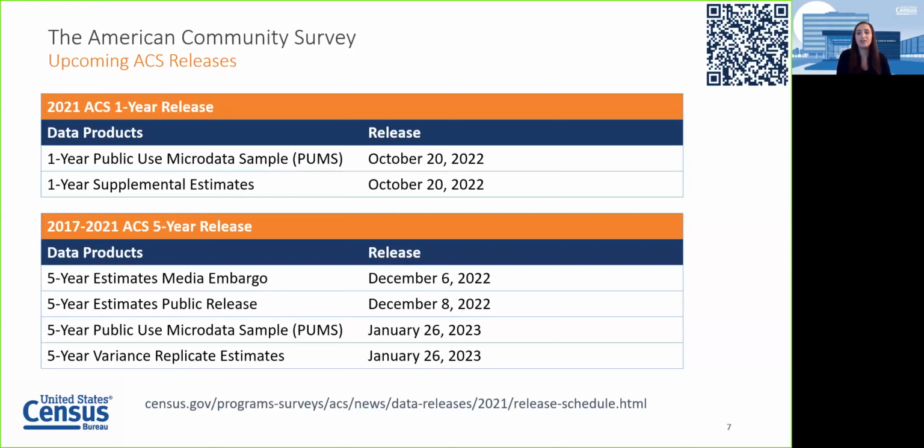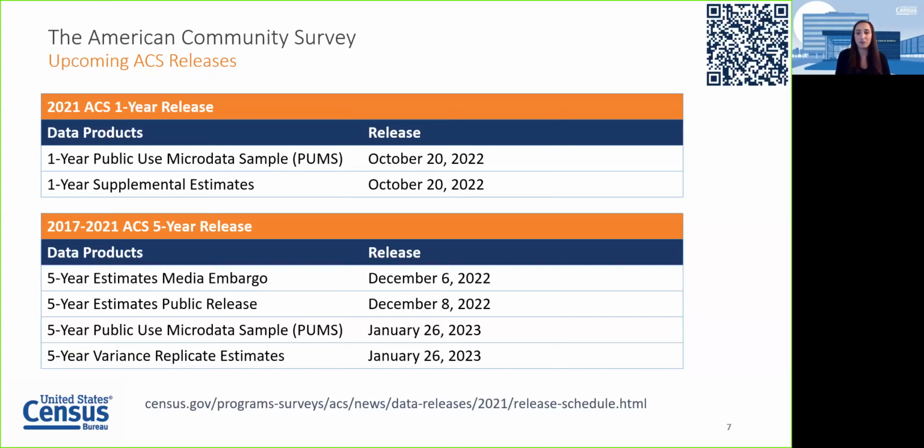Rounding out our one-year release schedule, our next release is on October 20th when we publicly release the 2021 ACS one-year supplemental estimates, which will encompass geographies with populations of 20,000 or more. On this day, we will also release our 2021 one-year public use microdata sample, or PUMS files. The ACS PUMS files are a set of untabulated records about individual people or housing units.